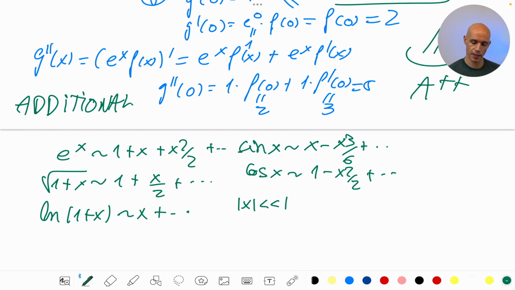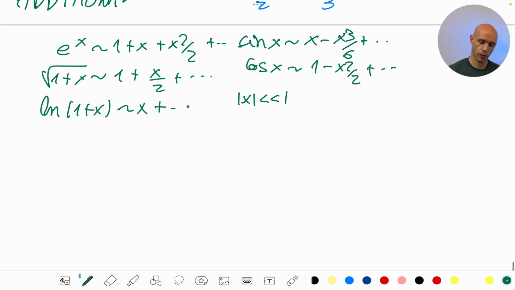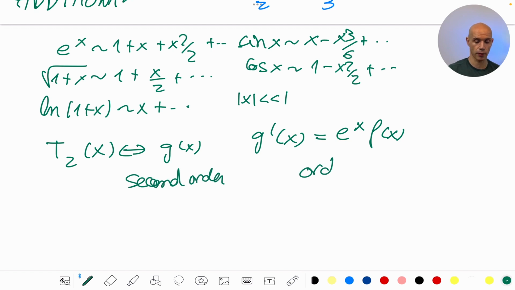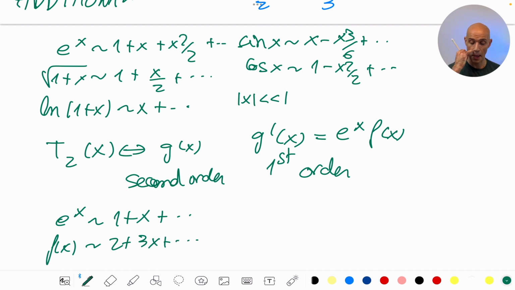Now, why is this helpful in our case? Well, we want to get to know the second order polynomial that corresponds to g of x. And what we know is g'(x) is this thing. So if g is second order, then the derivative is which order? First, okay, first. So we write e to the power of x to first order, which is that simple, and f of x to first order, which I remember by memory, but otherwise we can review it, because it's f at 0 and f' at 0.